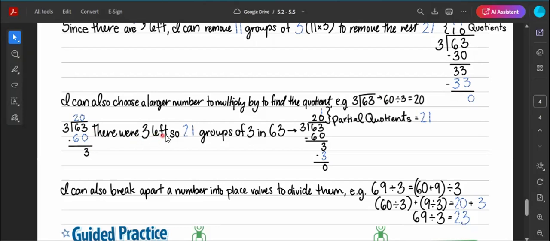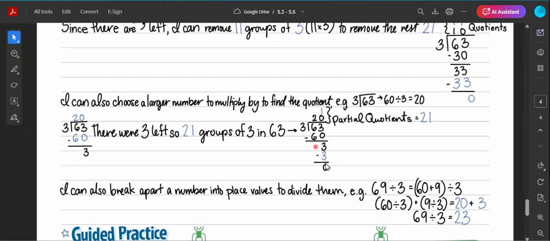Since there are 3 left, so 21 groups of 3 in 63 because 3 can go into 3 one time. So these are my two partial quotients. And so now I remove that last 3 and I have 0, no remainders. So I have 21 groups of 3 in 63.